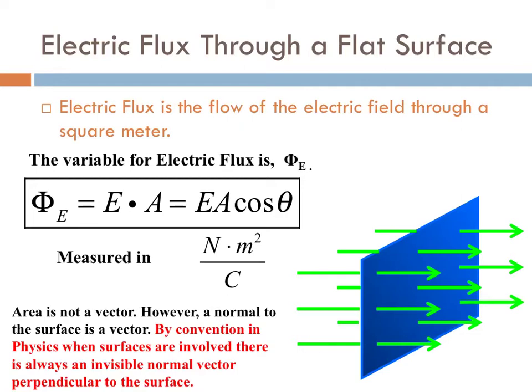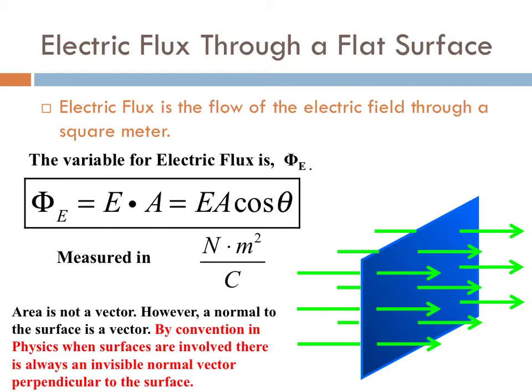Now, you might say that area is not a vector. Well, that's true. But in physics, we can describe a normal to the surface as a vector. When we say normal, remember that means perpendicular. So we're looking at a vector that's perpendicular to the surface of our area. This will be a vector. And we want this normal vector to be parallel to our electric field.